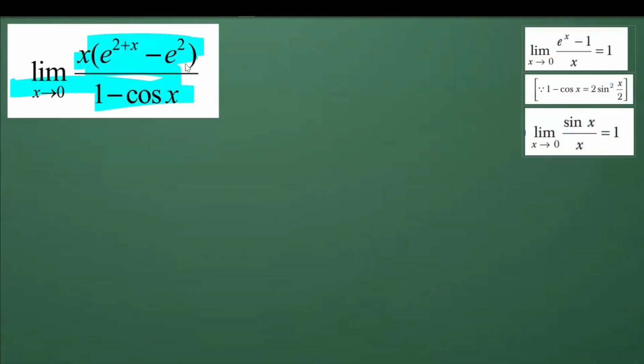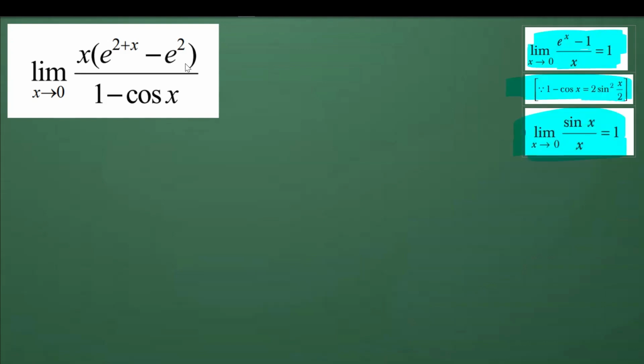In this question, we have to evaluate this function, and what I can see is that to solve this, we'll be applying the limit. One is e raised to the power x minus 1 over x, and the other is sin x over x is equal to 1. Further, we'll also be applying 1 minus cos x as 2 sine square x by 2. So this is limit x tending to 0.